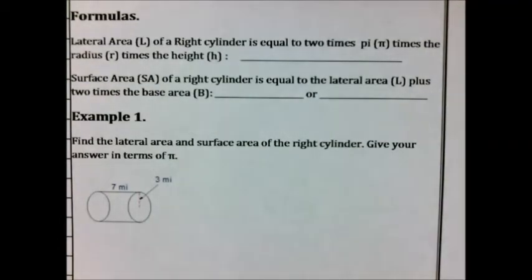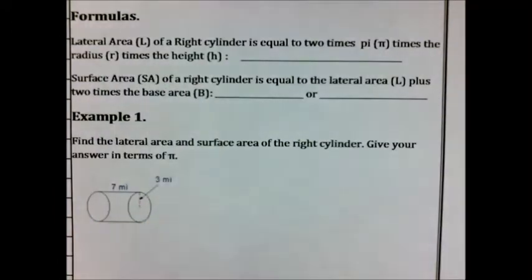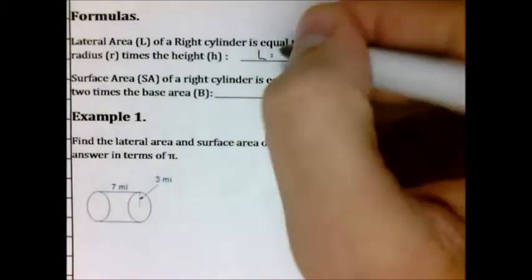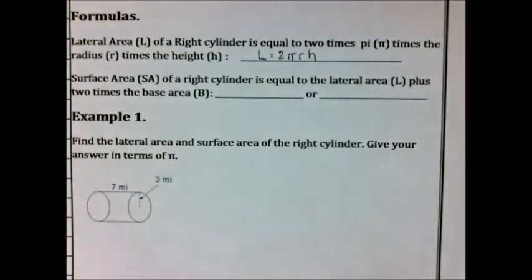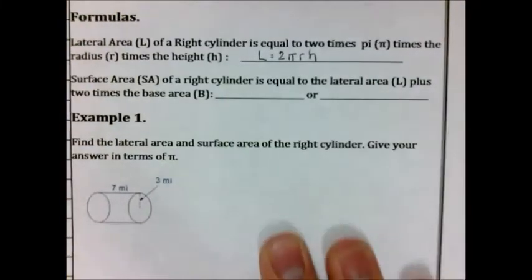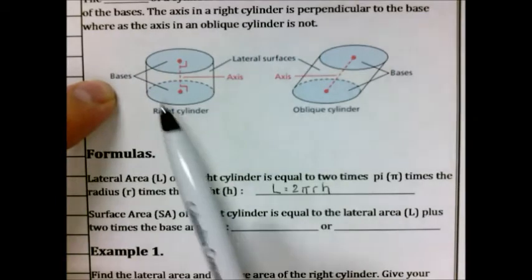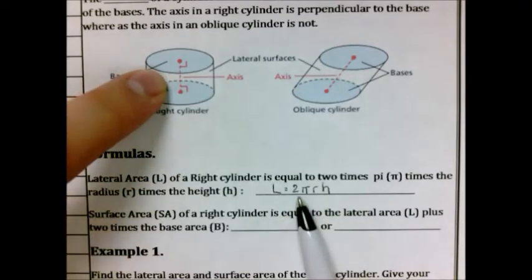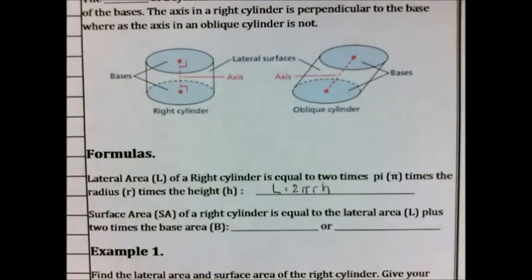To figure out the lateral area of a right cylinder, what we have to do is multiply 2 times pi times the radius times the height. Okay, so what that looks like is that the lateral area of a right cylinder is equal to 2 pi r h. And if you were to unfold this cylinder up here, we're going to be finding the length of that entire circumference. That's where that 2 pi r comes from, and then multiplying it by the height of the cylinder. That's essentially what is happening here.